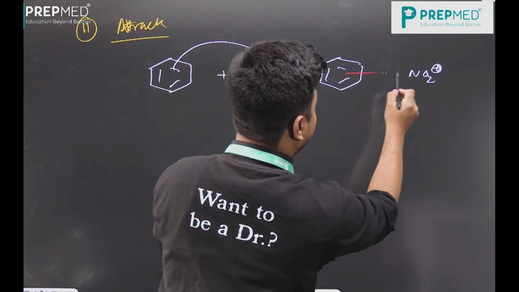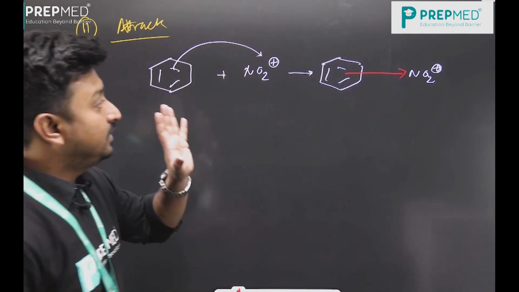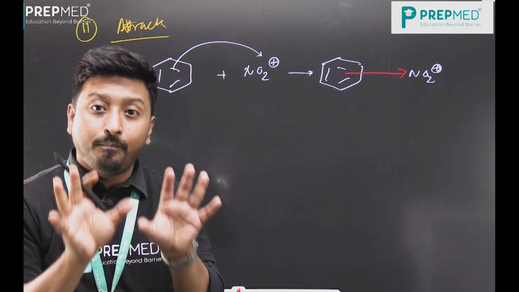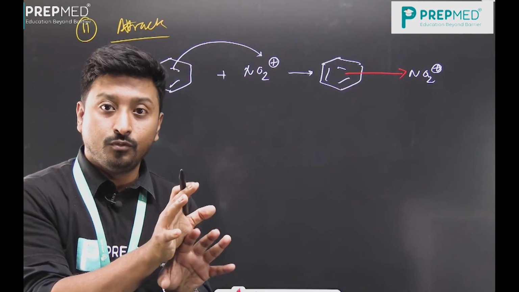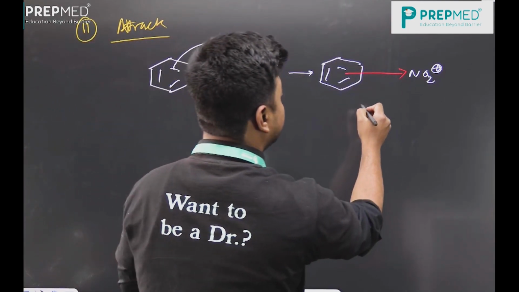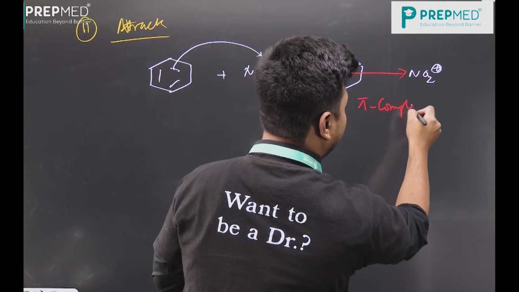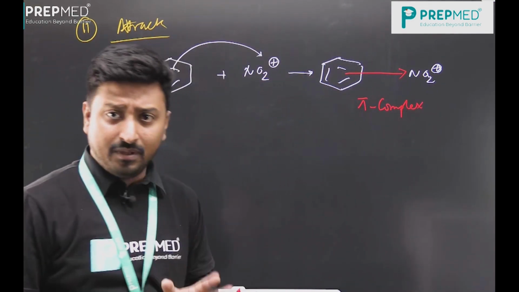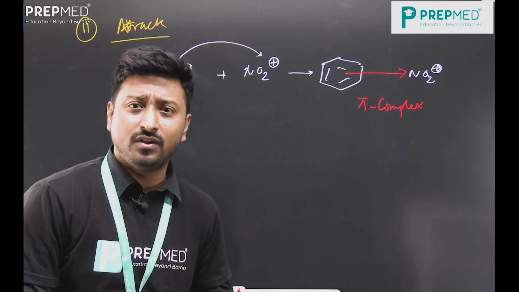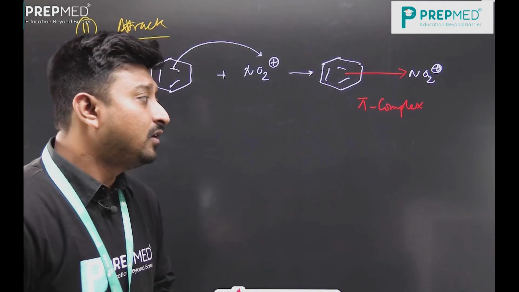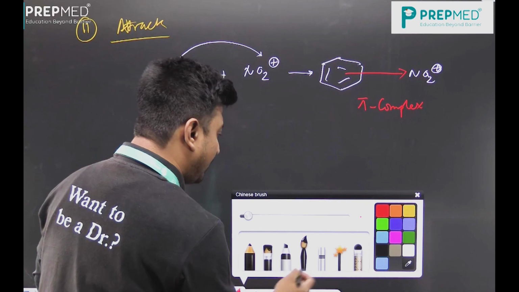Okay, so in the first step, what happens? The benzene is donating the pi electron density to the NO2 plus, right? So this complex is called a pi complex. It is relatively unstable, but it has been isolated in a few cases. Okay, now next step, what happens?